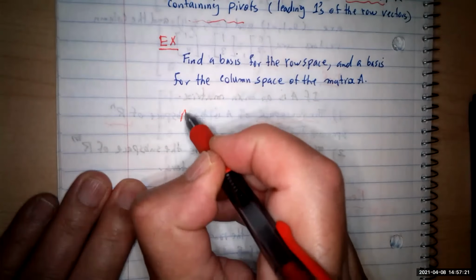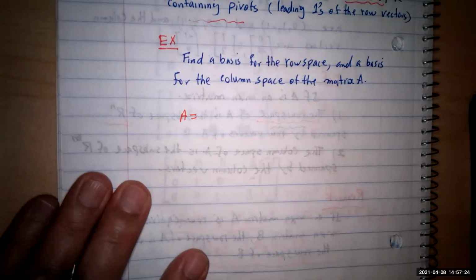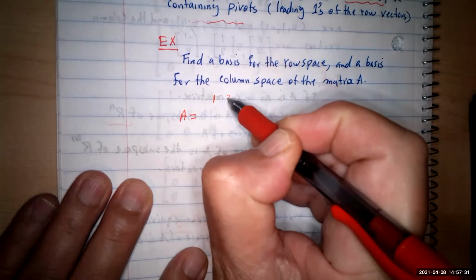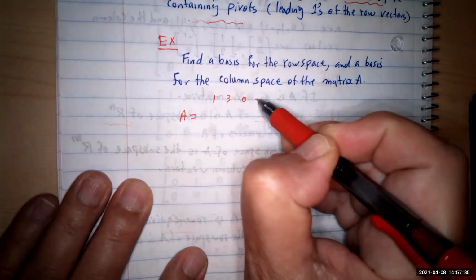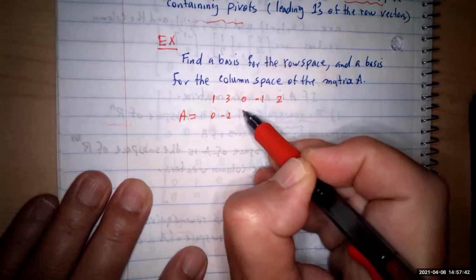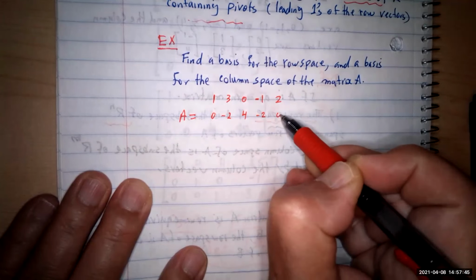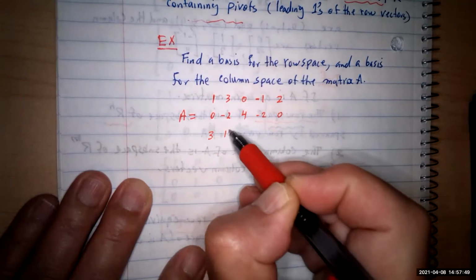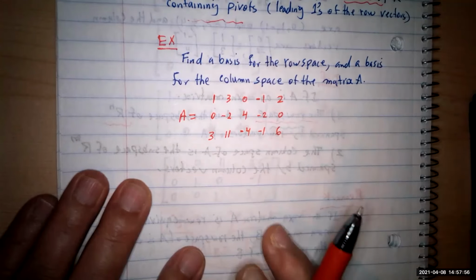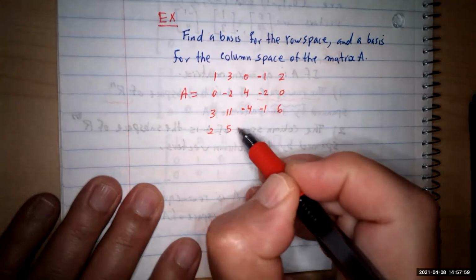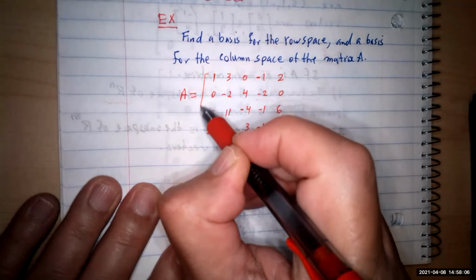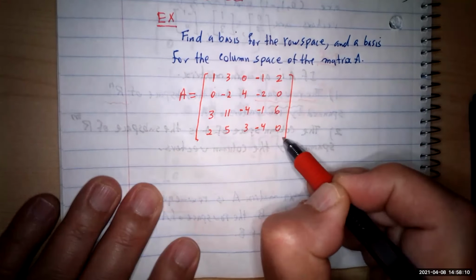So what's the matrix? A is going to be a 5x5 matrix. The first row is 1, 3, 1, 3, 0, 0, -1, 2. Then we get 0, -2, -2, 4, -2, and 0. Then a 3, 11, -4, -1, and 6. Then 2, 5, 3, -4, and 0. This is the given matrix, and then you want to find the basis.